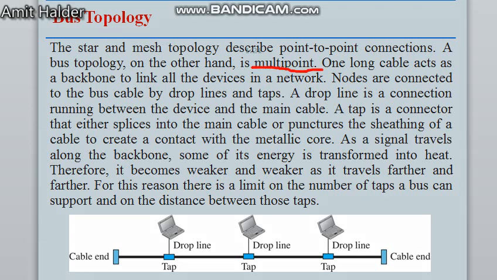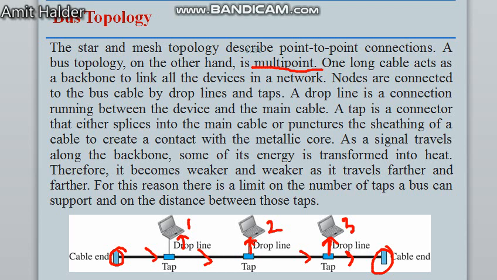One long cable acts as a backbone of a link. That is the cable end. I can see there is a cable going through a single network, and that is the backbone of the network. And each drop line includes the hosts or nodes. So nodes are connected to the bus cable by drop lines or by taps.